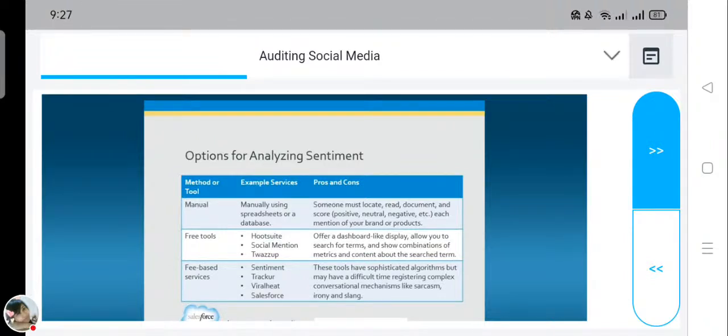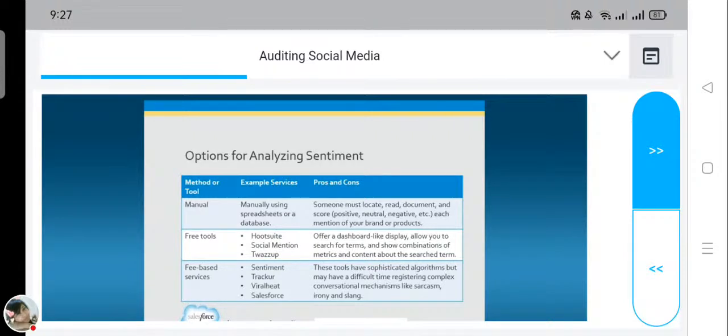Your first option is to just do it manually. You could analyze all of the data available across social media platforms and begin keeping that data inside of a spreadsheet or a database. But what this means is that somebody is going to have to manually read posts, locate information, determine whether it's positive, neutral, or negative, and start tracking those statistics one by one.